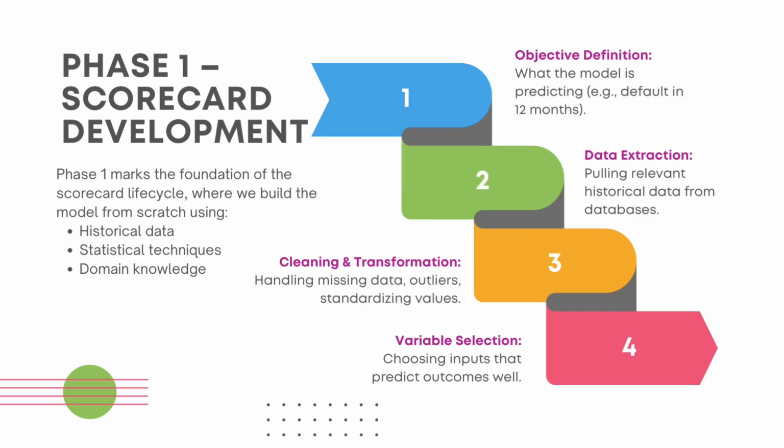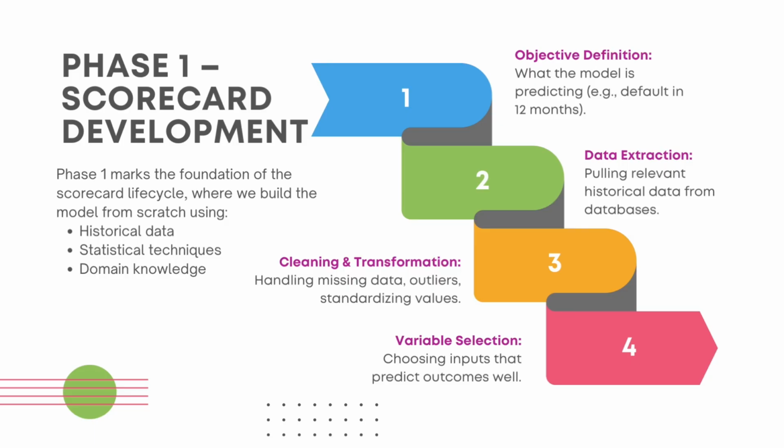Now let's move on with phase 1, which is the scorecard development phase. Let's break it down into the steps. Objective definition. Clearly define what the model is predicting. For example, the probability of default within 12 months. Let's say we have picked up this definition.